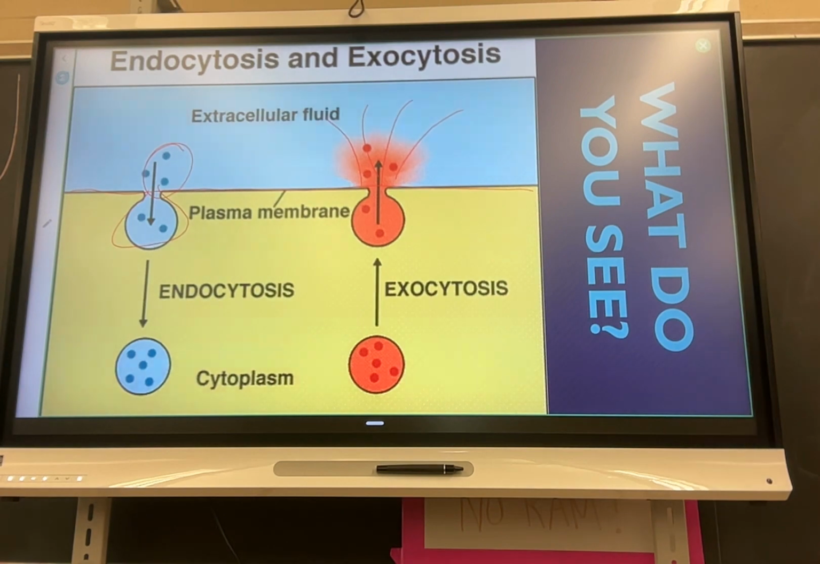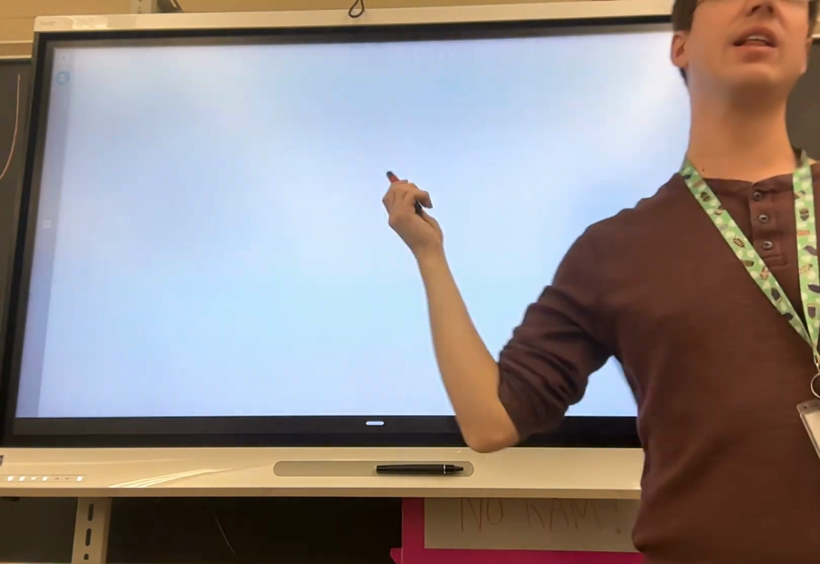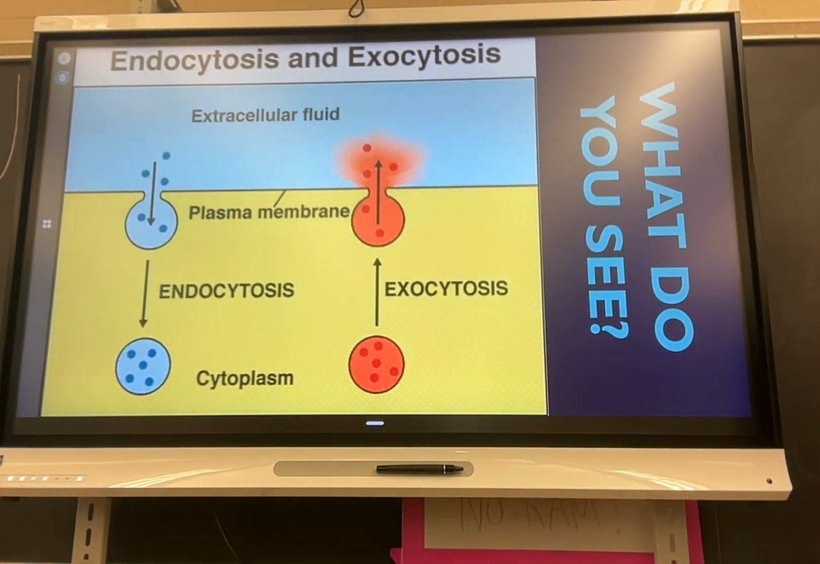Yeah, that's what I was saying. It was like sucking it in. So that is something we will talk about here on the next slide. Anyone have any last minute additions? So we are doing this in the cytoplasm. This is going to happen between the inside and outside of the cell.